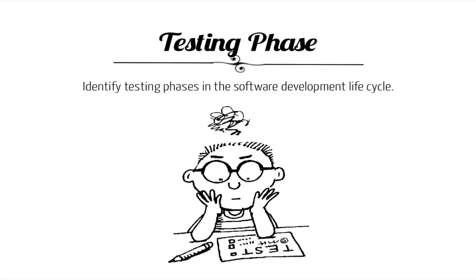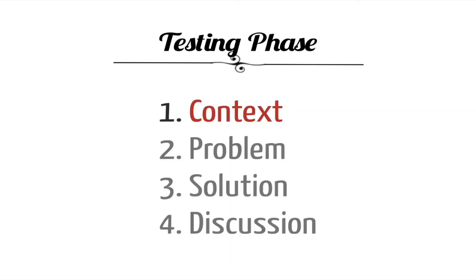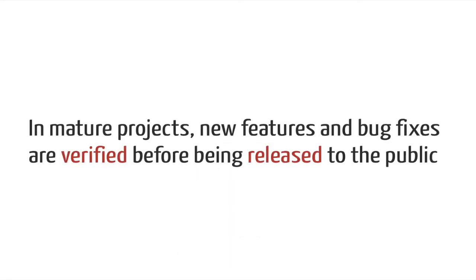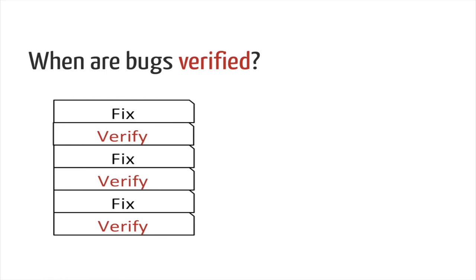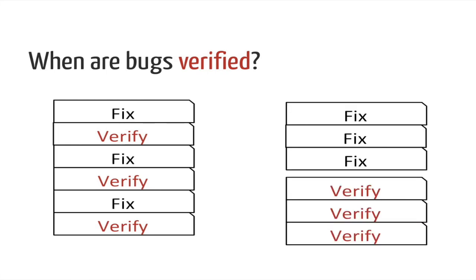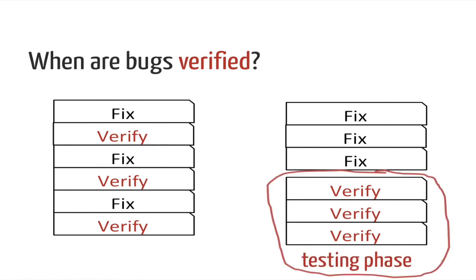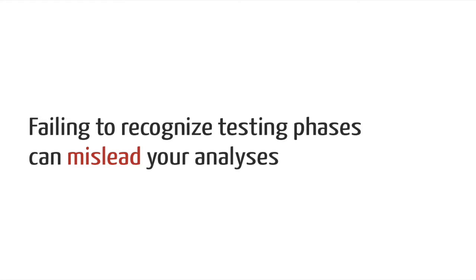And the second pattern is testing phases. In immature projects, new features and bug fixes are verified before being released to the public. And the verifications can occur interleaved with the fixes or after the fixes, just before the next release. This is what I call a testing phase. So it's important to know if a project has or has not a testing phase. Otherwise, you can get some wrong conclusions.